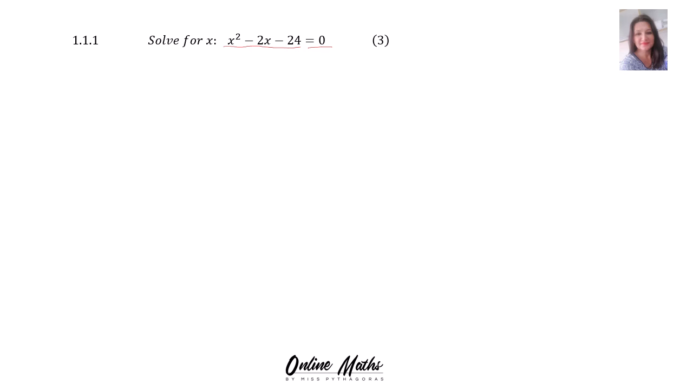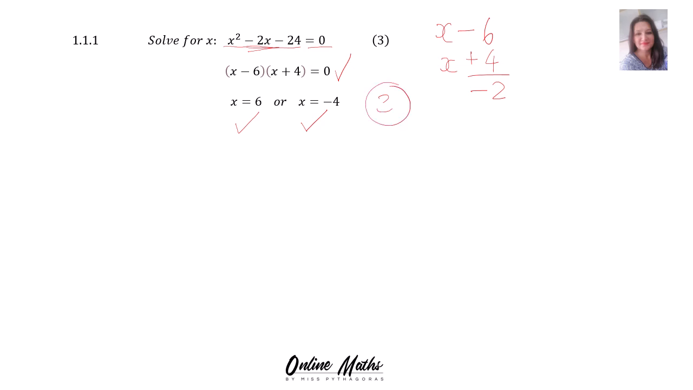The factors of 24 are 6 and 4, and you want the middle term to be -2. So how can 6 and 4 give you -2? -6 plus 4 is -2. And then you add your x there and you add your x there. So your next step, your factors, x minus 6, x plus 4, and this is worth 1 mark. Final answer, x is equal to 6 or x is equal to -4. There, this is worth 3 marks already.